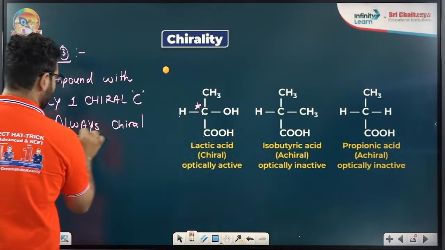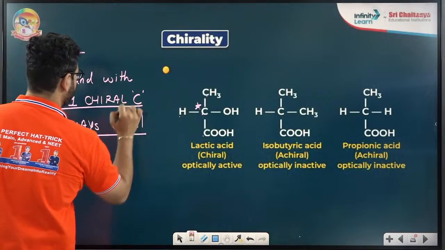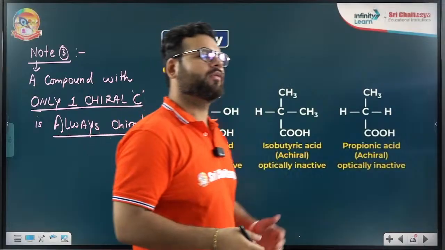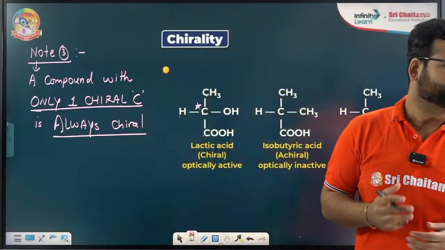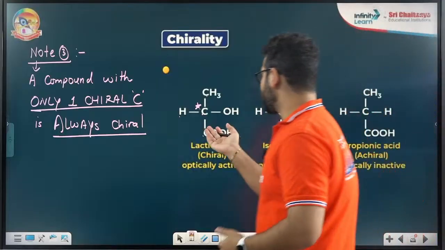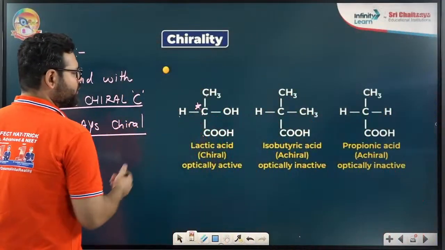A compound with only one chiral carbon is always going to be chiral. For example, look at this lactic acid. So this is the lactic acid.